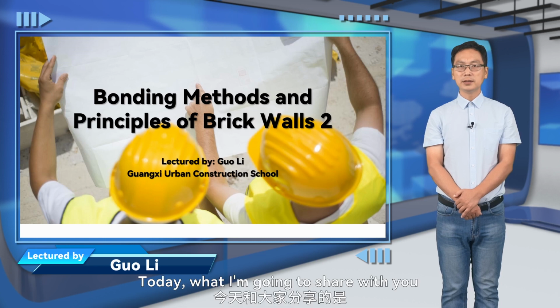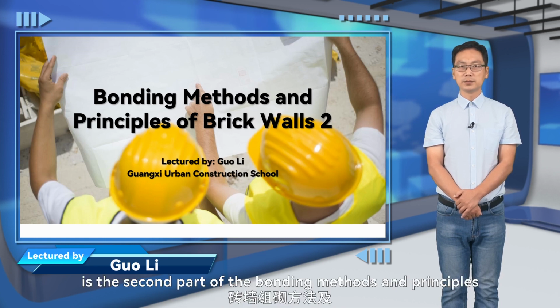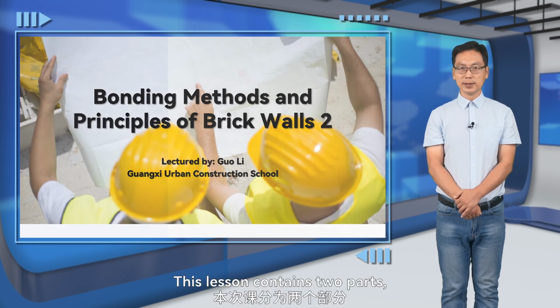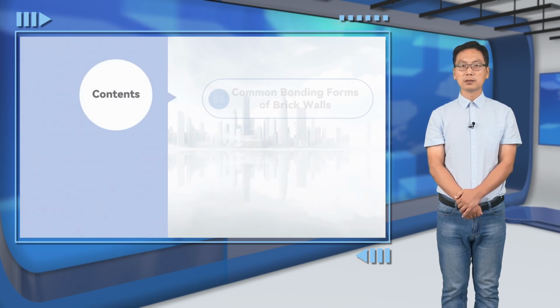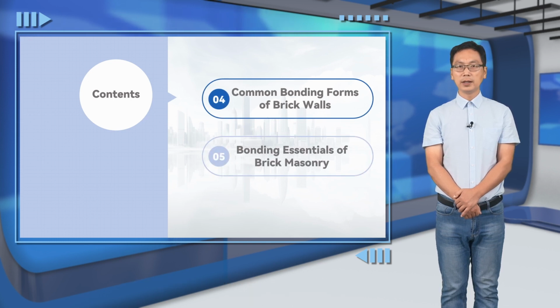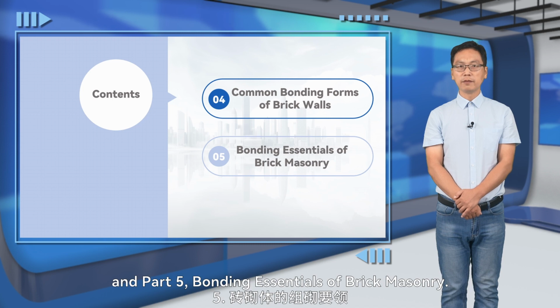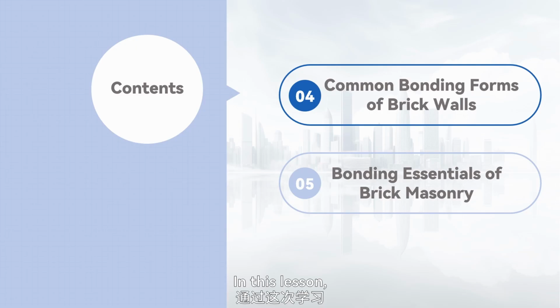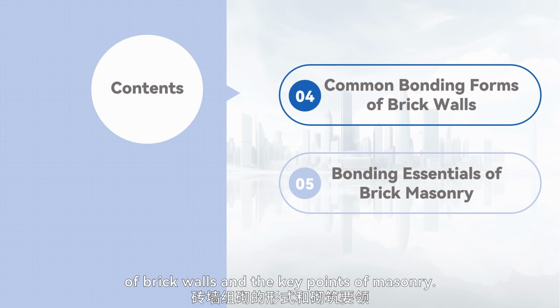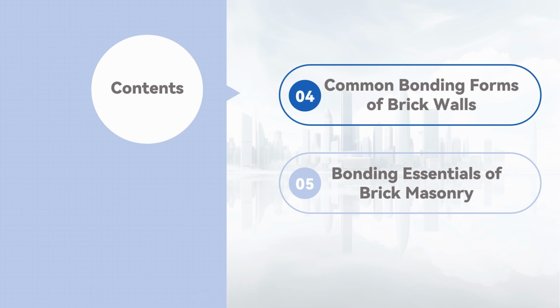Today, what I'm going to share with you is the second part of the bonding methods and principles of brick walls. This lesson contains two parts. Namely, Part 4 Common Bonding Forms of Brick Walls and Part 5 Bonding Essentials of Brick Masonry. In this lesson, we aim to comprehensively master the bonding forms of brick walls and the key points of masonry.